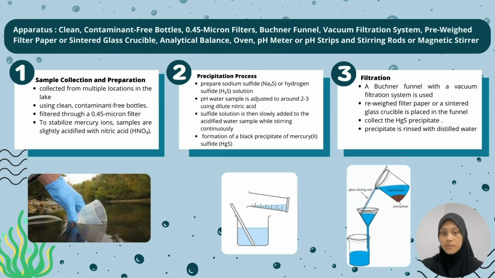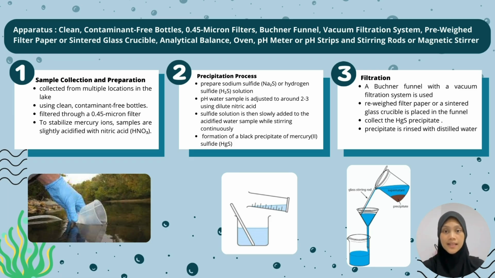So let's take a look at the methodology of gravimetric analysis to determine mercury in water. The apparatus that will be used in this experiment are clean contaminant-free bottles, 0.45 micron filters, Buchner funnel, pre-weighed filter paper, analytical balance, oven, pH meter or pH strips, and lastly stirring rods.